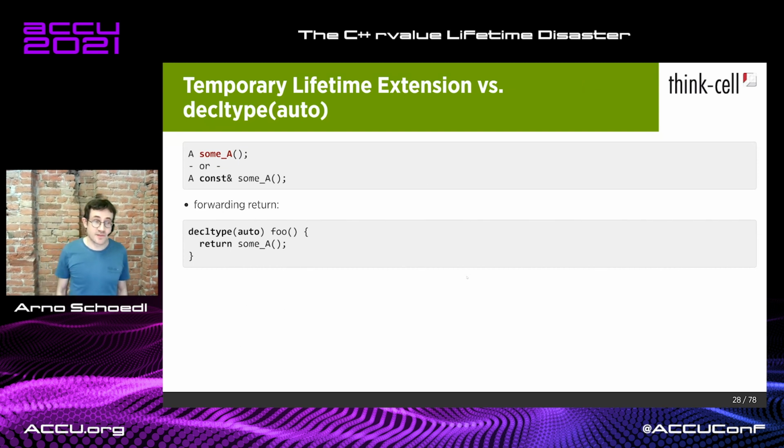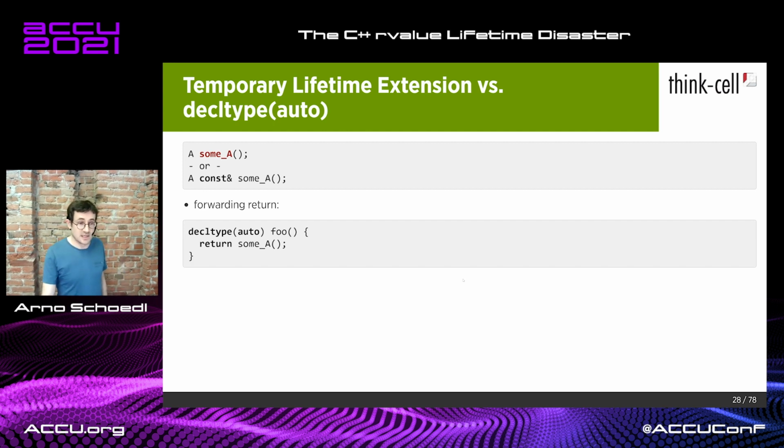Here is another example where that's problematic for the temporary lifetime extension. Say we have a function foo, and in this case, we want it to return whatever another function returned to it. So we want to kind of forward the return of a particular function to the caller. And again, the someA in this example may actually be a constant reference, or simply a value A.